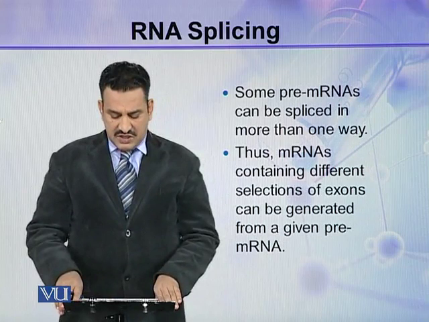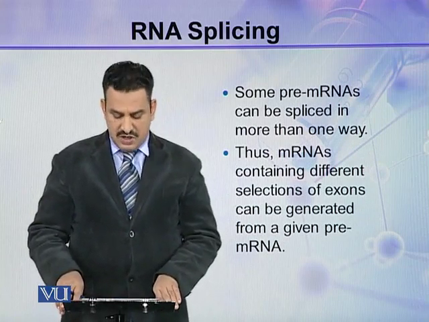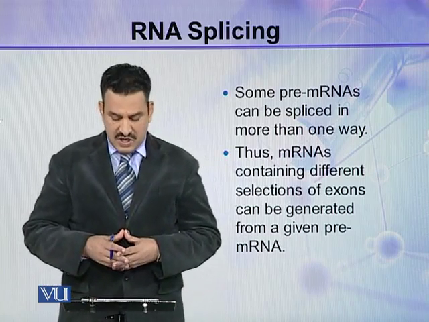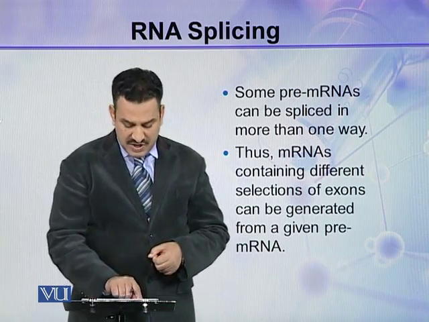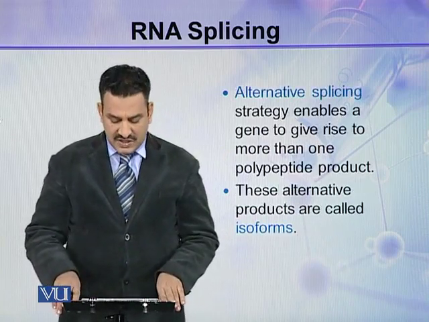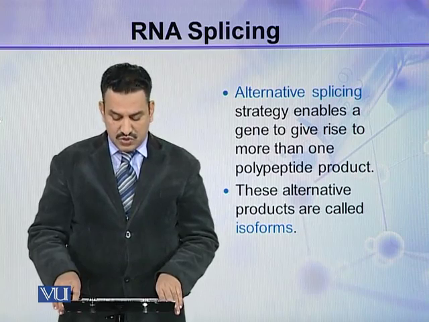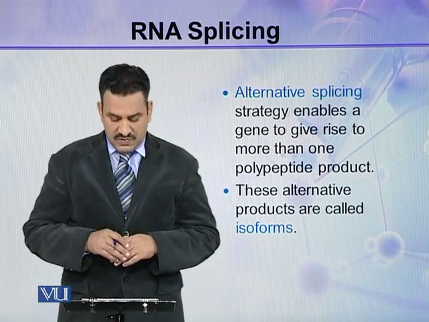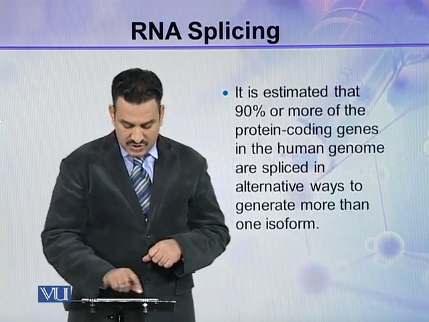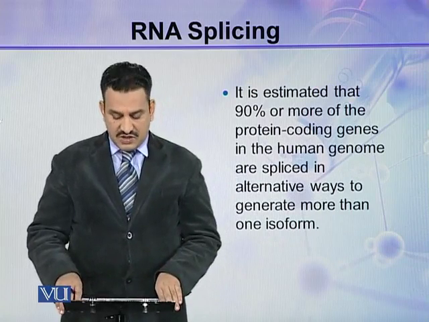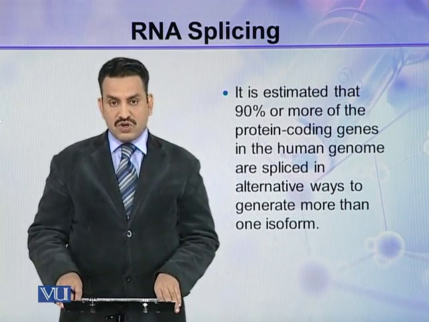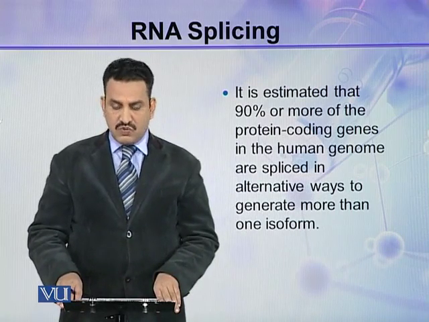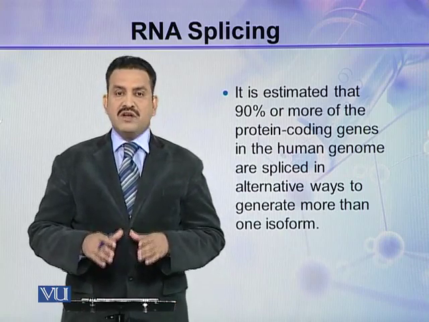Some pre-mRNAs can be spliced in more than one way. Thus, mRNAs containing different selections of exons can be generated from a given pre-mRNA. The alternative splicing strategy enables a gene to give rise to more than one polypeptide product. These alternative products are called isoforms. It is estimated that 90% or more of the protein-coding genes in the human genome are spliced in alternative ways to generate more than one isoform.